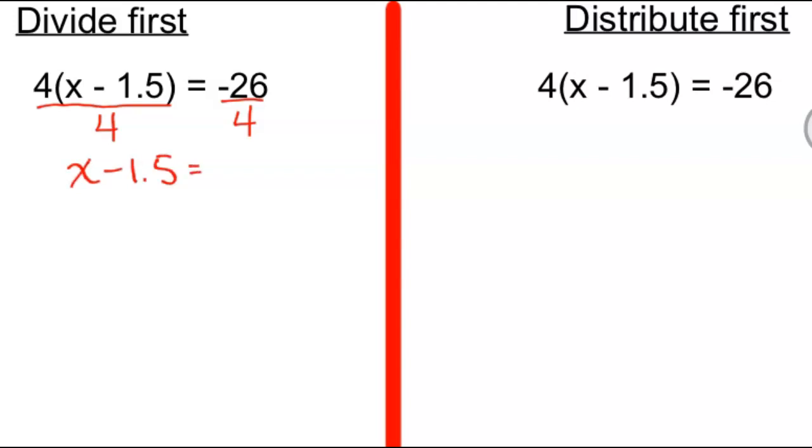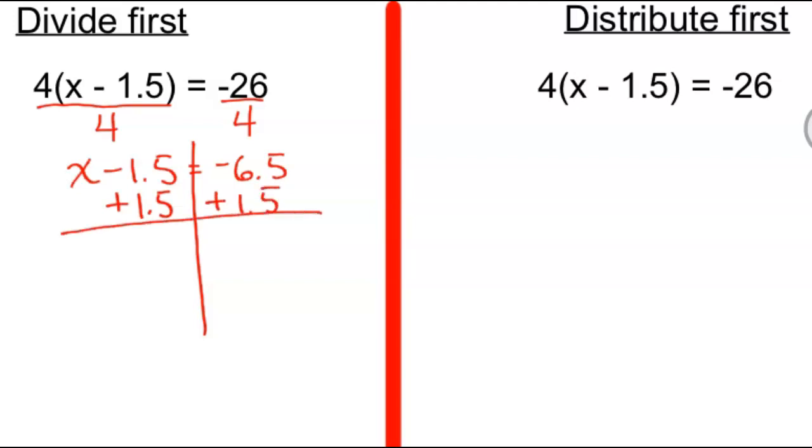Negative 26 divided by 4 is negative 6.5. So I have x minus 1.5 equals negative 6.5. Now to get x alone, if I'm subtracting 1.5, to do the opposite, I would add 1.5 to both sides. Negative 1.5 plus 1.5, that's 0, so I just get x equals negative 5.